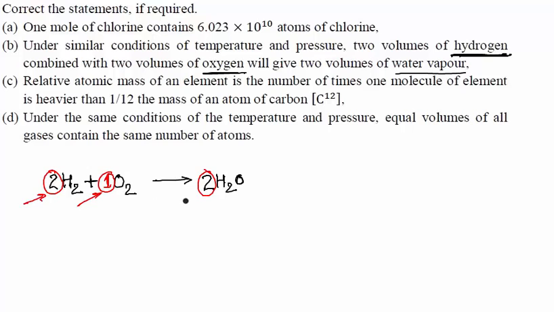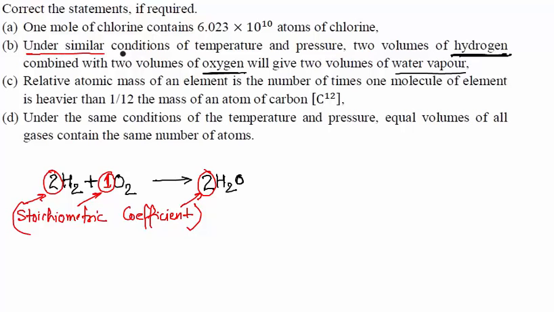These values are stoichiometric coefficients. That means these numbers before a reactant or before a product in a balanced chemical reaction. That is important: in a balanced chemical reaction. So these numbers are stoichiometric coefficients.